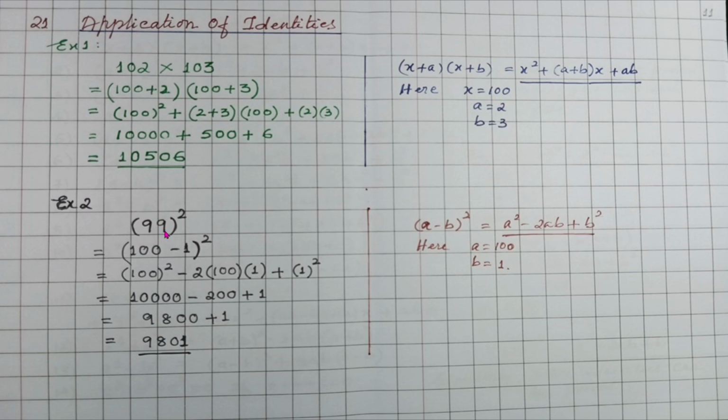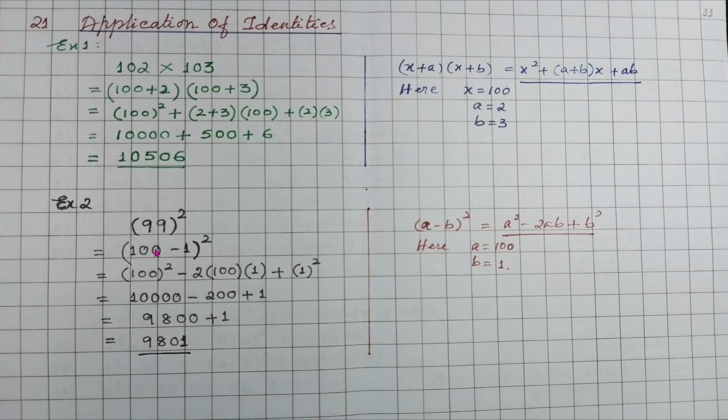Now let us talk about one more example, that is 99 square. 99 square can be found out by taking the product 99 into 99, but here we want to apply the identity, so therefore 99 can be written as (100 minus 1) whole square. (100 minus 1) whole square is (a minus b) whole square, so (a minus b) whole square is a square minus 2ab plus b square.